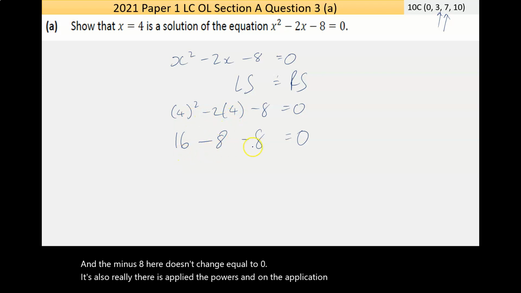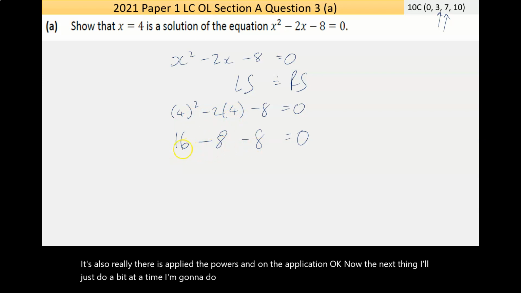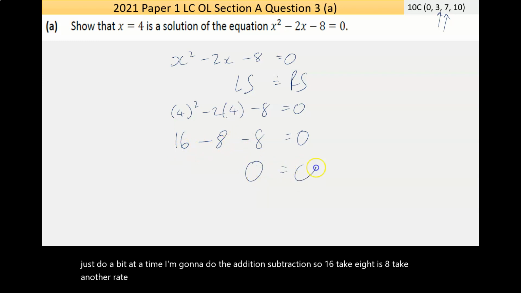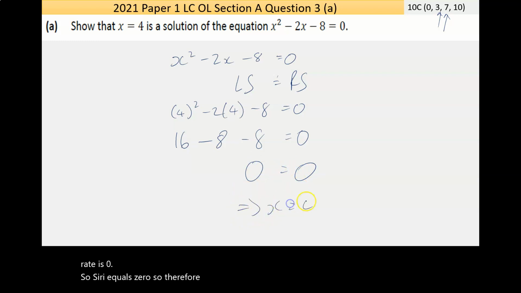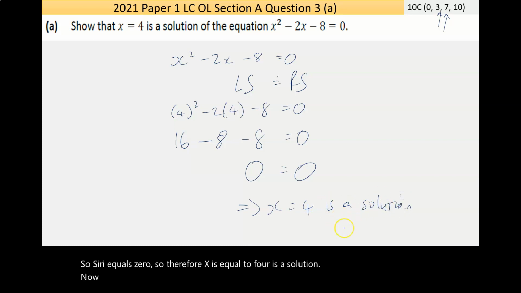Okay, now the next thing I'll just do a bit at a time. I'm going to do the addition and subtraction. So 16 take 8 is 8. Take another 8 is 0. So 0 equals 0. So therefore, x is equal to 4 is a solution. Now, whatever way you want to say that doesn't matter.